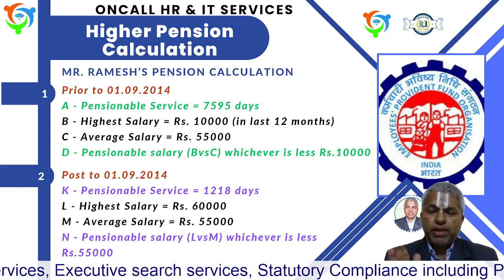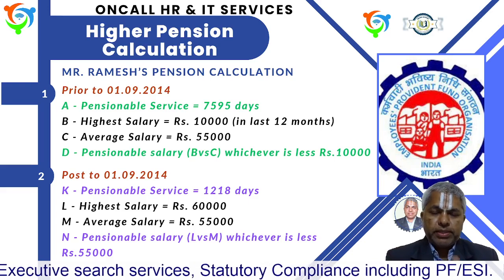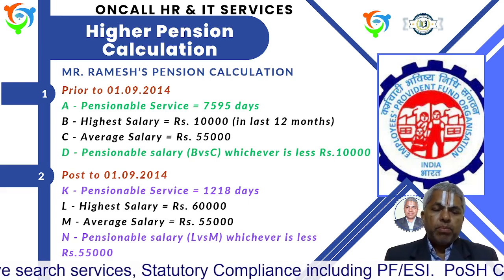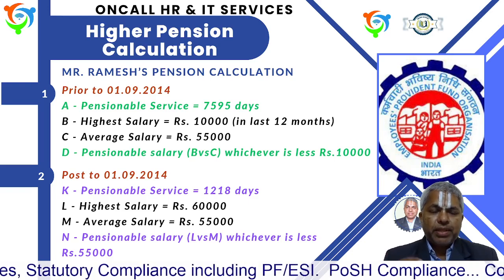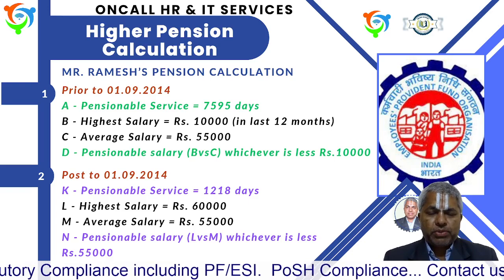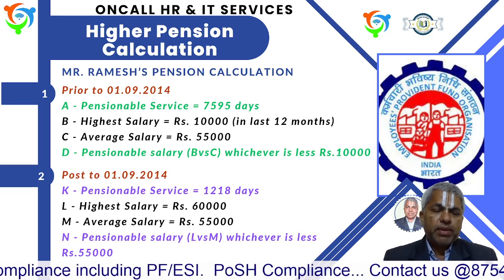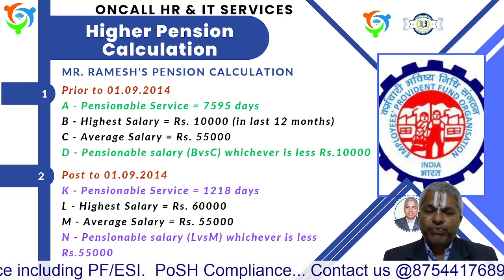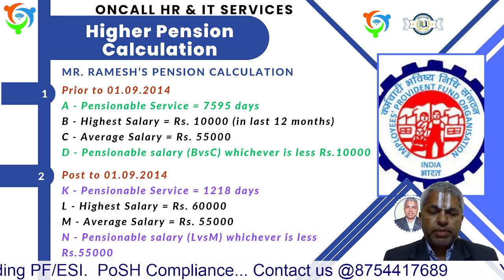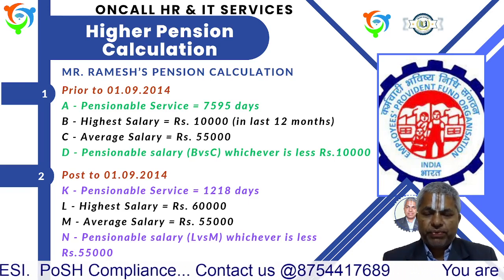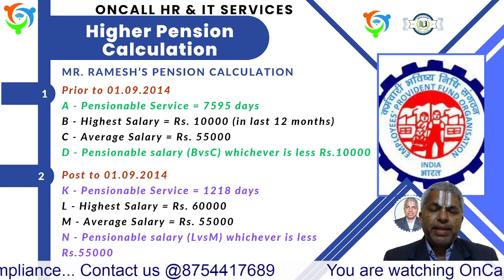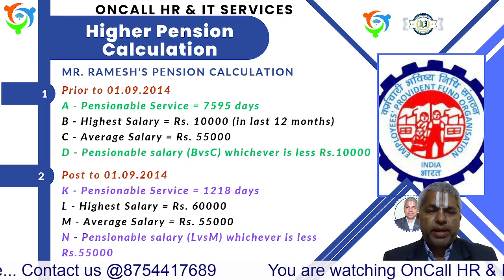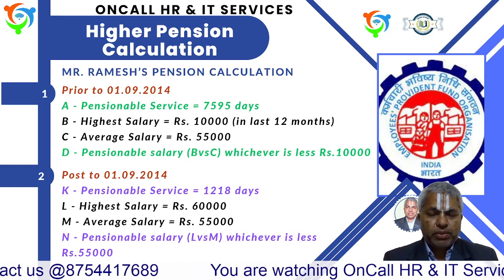This pensionable salary for prior 1/9/2014 is ready, that is 10,000. Post 1/9/2014, compare L and M, that is highest salary post 1/9/2014 is 60,000. M, average salary is 55,000. Compare L and M, that is 60,000 versus 55,000. Which one is less? 55,000 is less. Take as a pensionable salary post 1/9/2014, that is 55,000.